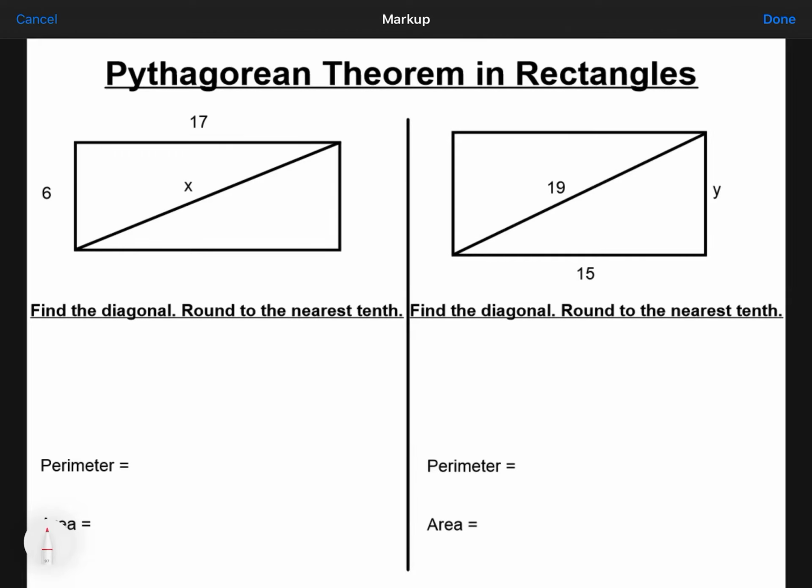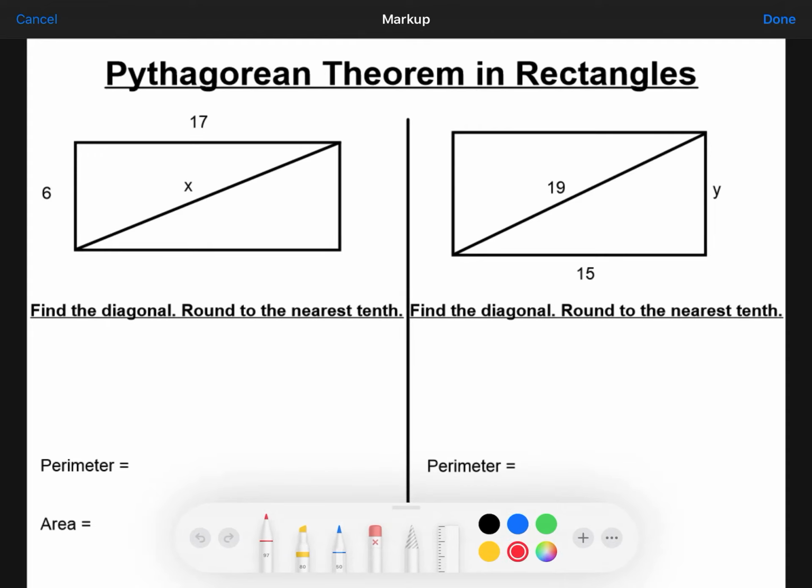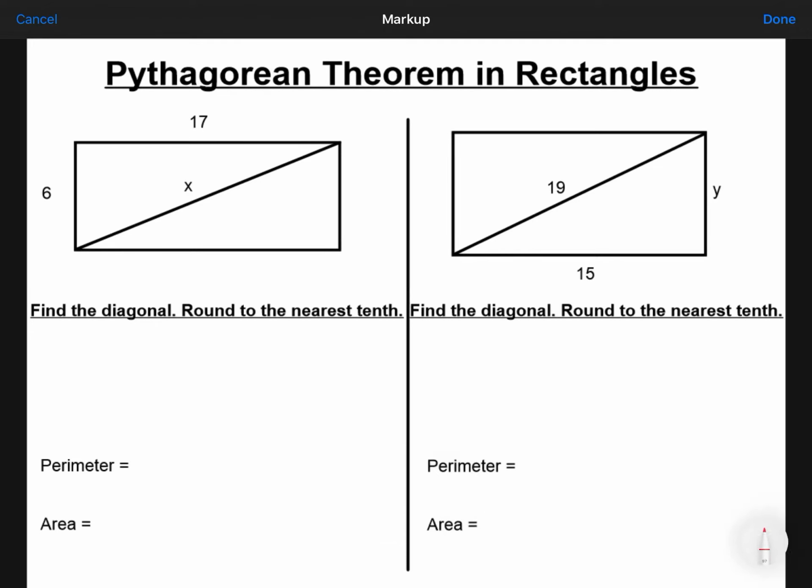Hi everybody. Today we're going to be doing just a few problems that are a little bit harder with problems in rectangles. As you can see here, it's asking us to do the Pythagorean theorem in rectangles. That's not too bad. We're going to have problems today that come out to be decimals mostly.